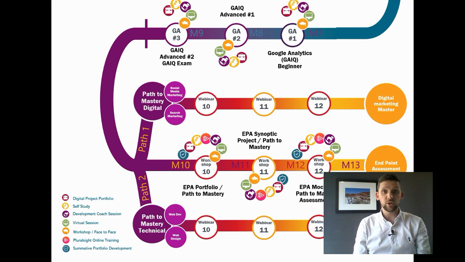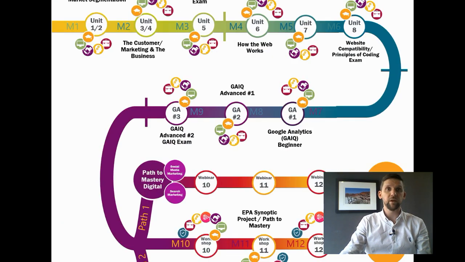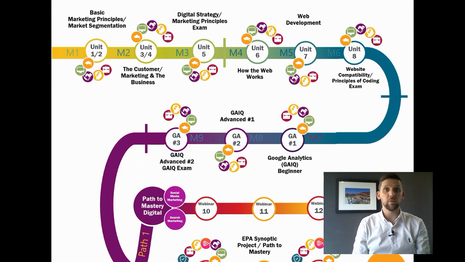So if I draw your attention now to towards the middle of your screen where it says M10, Workshop 10, what you'll see is that all 7 are listed there. By point of comparison, if we scroll to basic marketing principles and market segmentation, there's only 5 of them there. So each different icon means a slightly different way that that unit is being delivered.